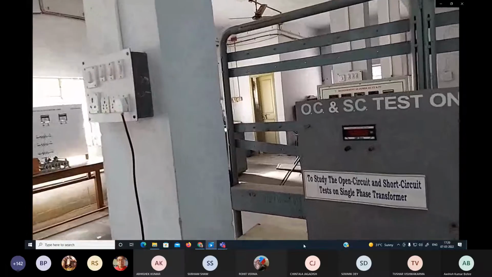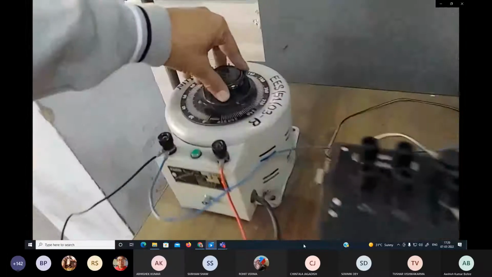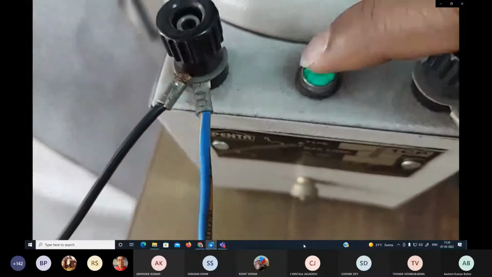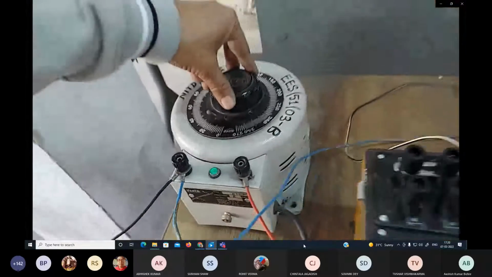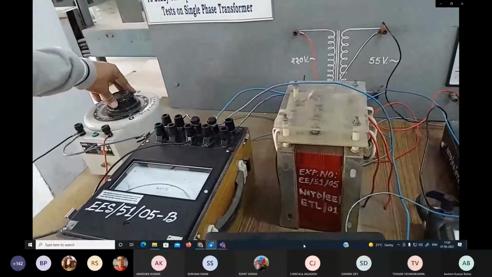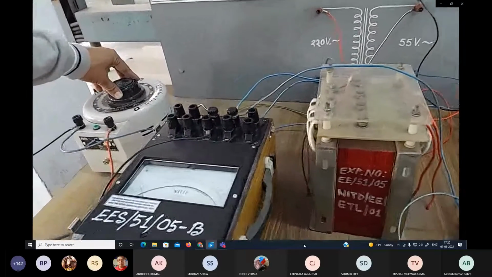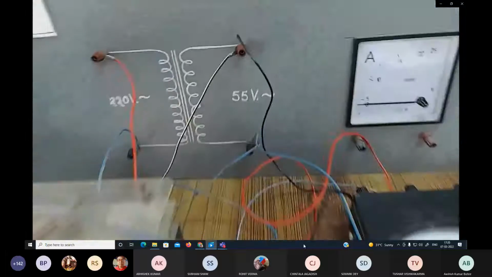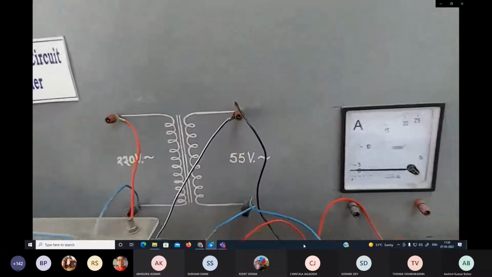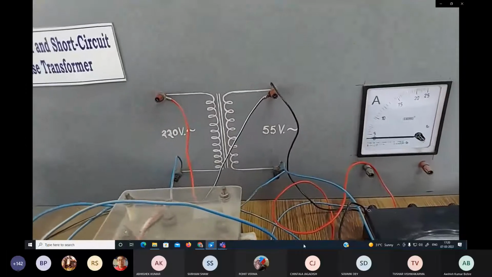We'll switch on the supply. Here the light glows, it means the supply came. Okay, now we will start. This open circuit test is performed at the rated voltage. How much rated voltage will we give? 55, because the primary is 55 now, low voltage primary and high voltage secondary.